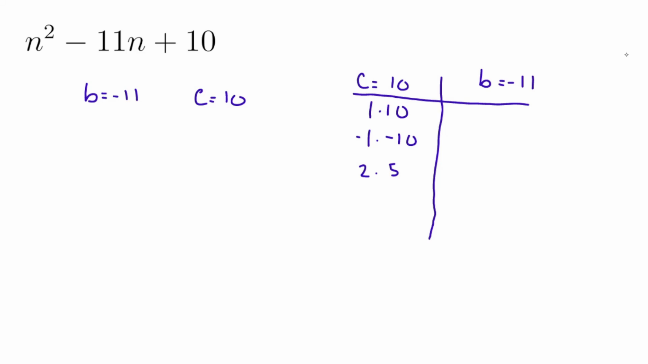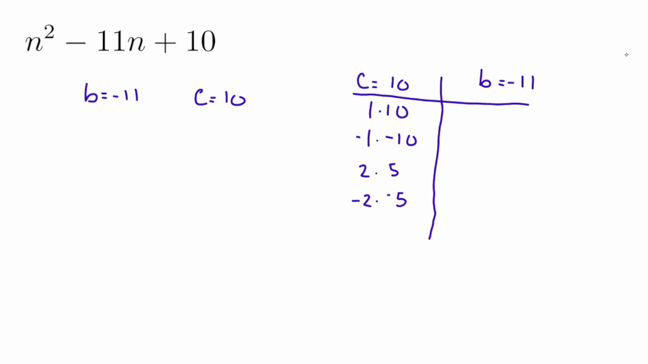And also, negative 2 times negative 5 will multiply to give us 10. And these are all of our options. If we keep going, we would get to 5 times 2, and we would just be repeating pairs of numbers. So we can stop here. These are all the different pairs of numbers that will multiply to give us 10, and now we just need to find the pair that adds to give us negative 11.